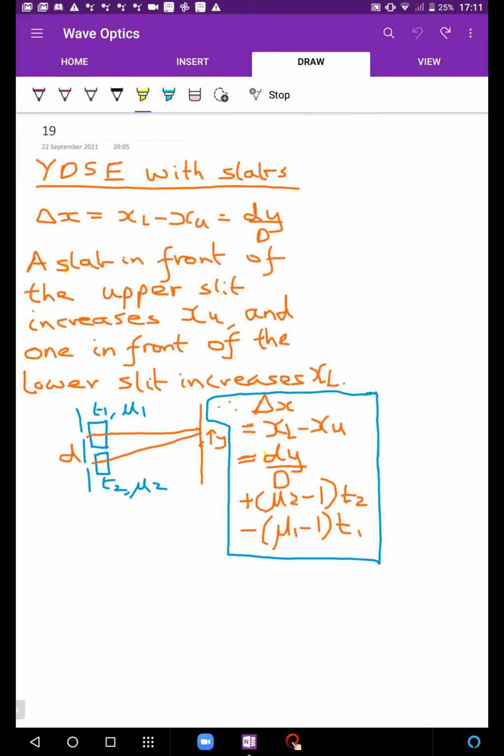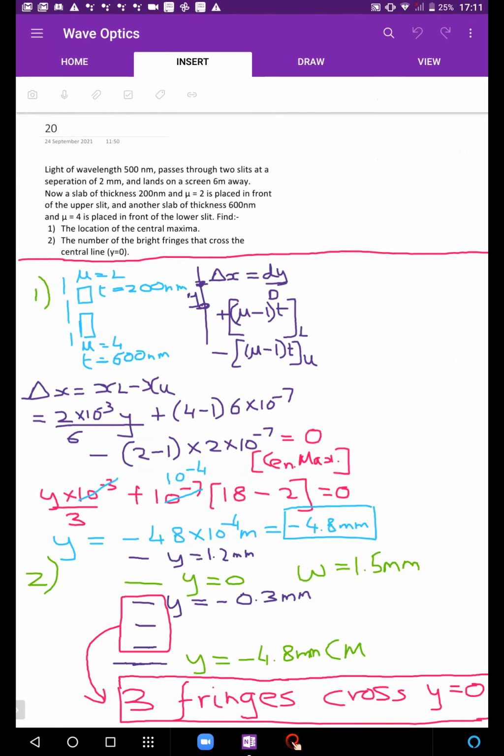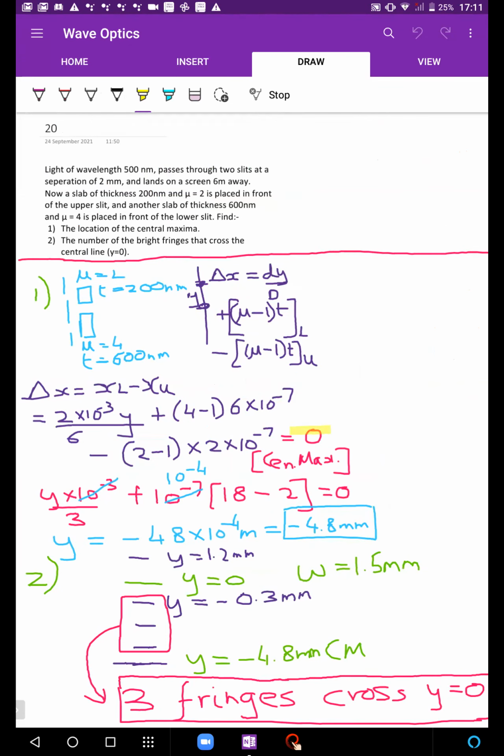And then again, if you want to locate the central maxima, just equate delta x with 0, then you get the central maxima. So you can try this question. ये question basically वही था. Slabs डाल दिया तो central maxima locate करने के लिए delta x को 0 से equate किया, and we get the corresponding value of y. And इसमें basically they can say कि how many maximas cross the central line.